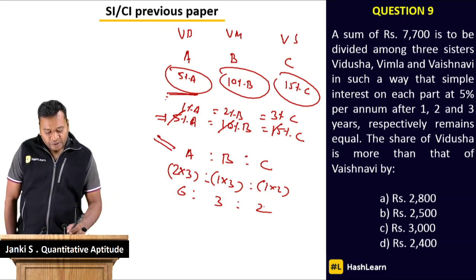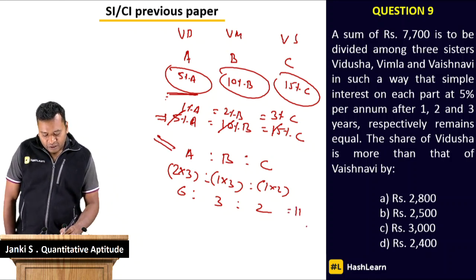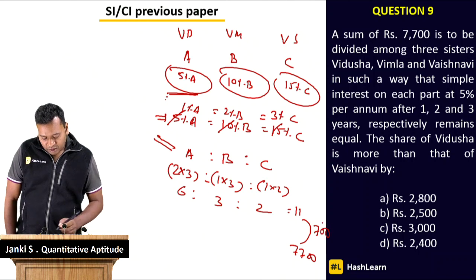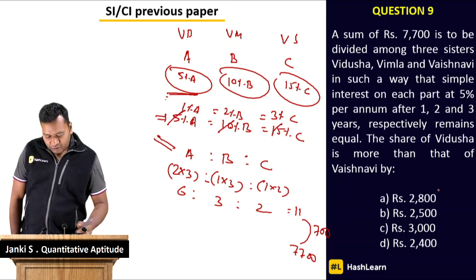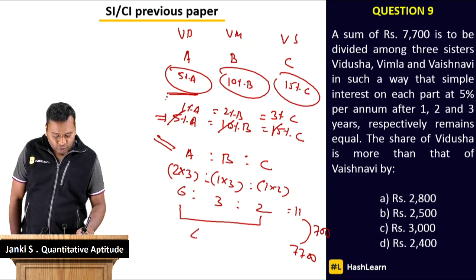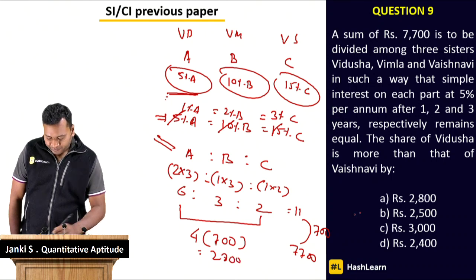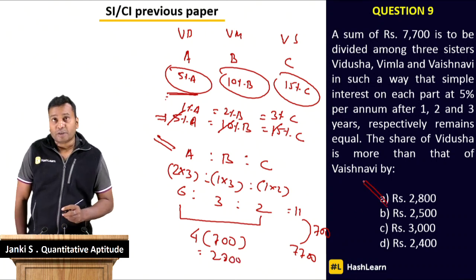Suppose 6 rupees, 3 rupees and 2 rupees, that means 11 rupees. But the actual value is how much? 7700. How many times? 700 times. Right? So now they want the difference between the share of Vidusha and Vaishnavi. Vidusha is 6 rupees and this is 2 rupees. That means the difference is 4 rupees here. 4 is multiplied with 700. The value is 2800. Here the value should be 2800.